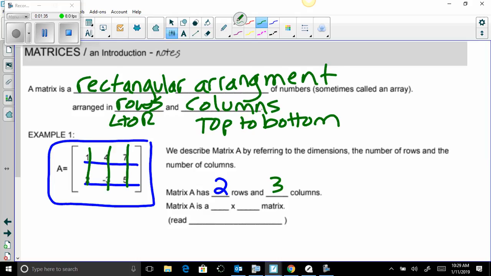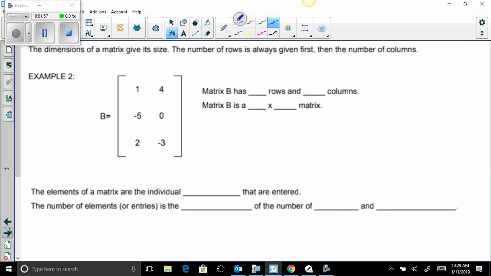So my dimensions for my matrix is my rows by my columns. So I have a 2 by 3 matrix. So it's called a 2 by 3 matrix. That leads me to believe there's 2 rows and 3 columns. So that is how I identify my matrix by its dimensions. The dimensions of a matrix give us its size. The number of rows is always given first, and the number of columns is given second.